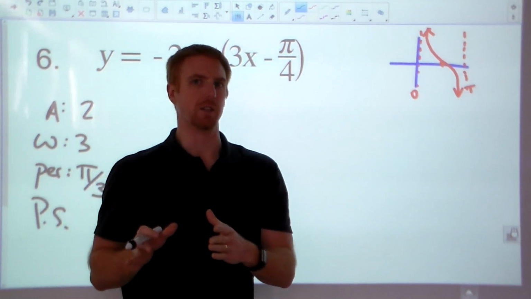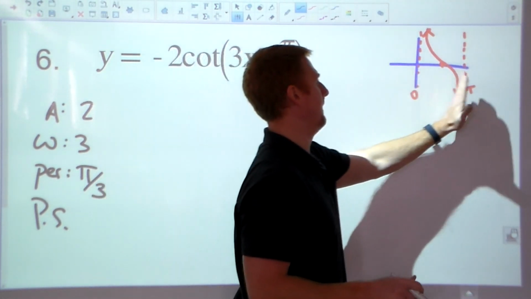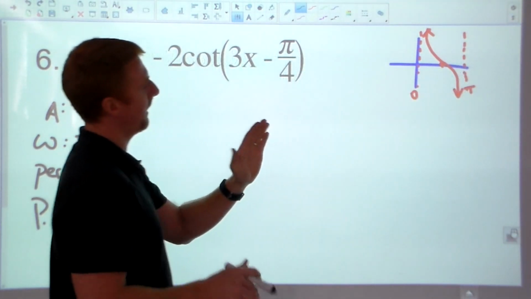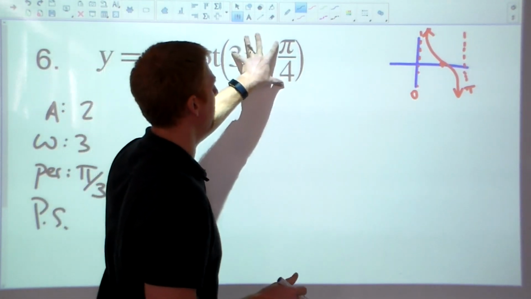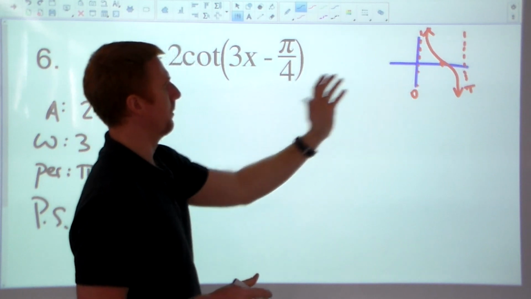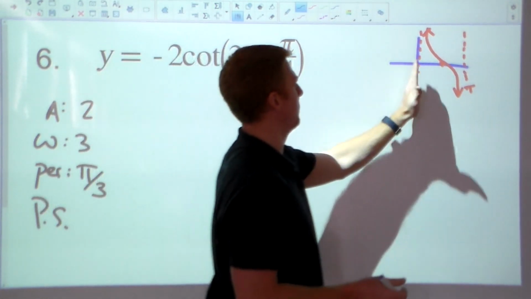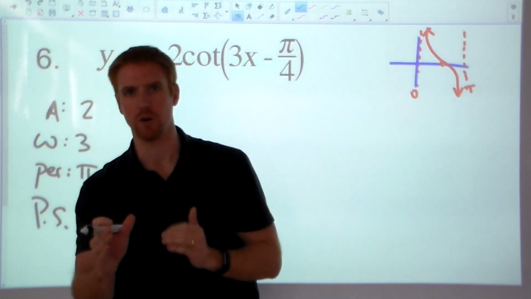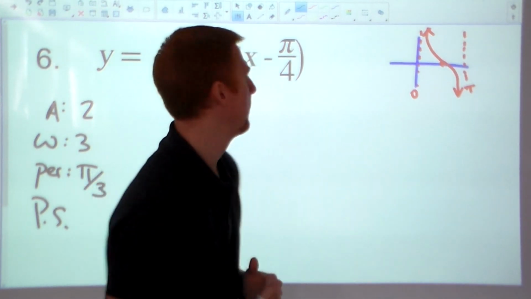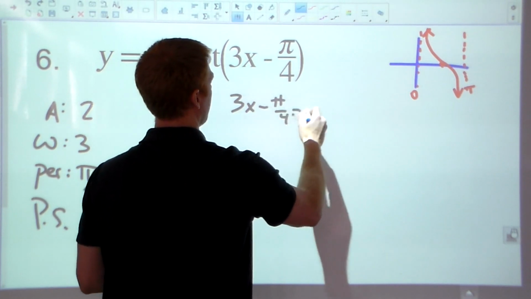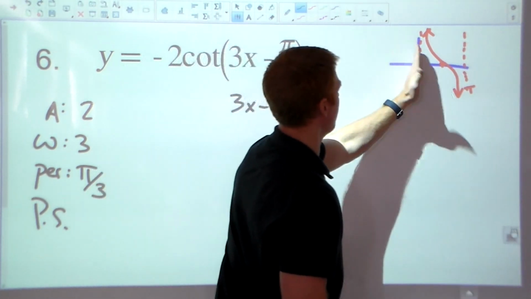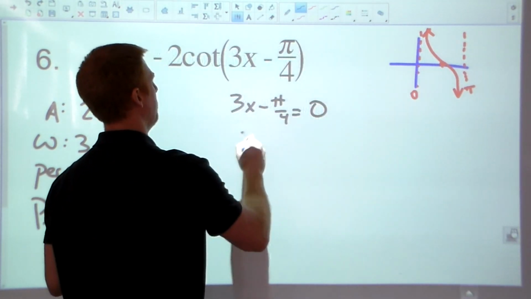Now, another big reason I like to do that is when I do the starting and ending point for a normal cycle, I've got a good idea of what to set this stuff equal to. You can set this equal to any piece of the cycle, but it just makes sense to do it to the asymptote, so you've got that starting and ending part of a cycle. So I'm going to take the 3x minus pi/4, and I'm going to set it equal to 0 because that's where the cycle would start normally.